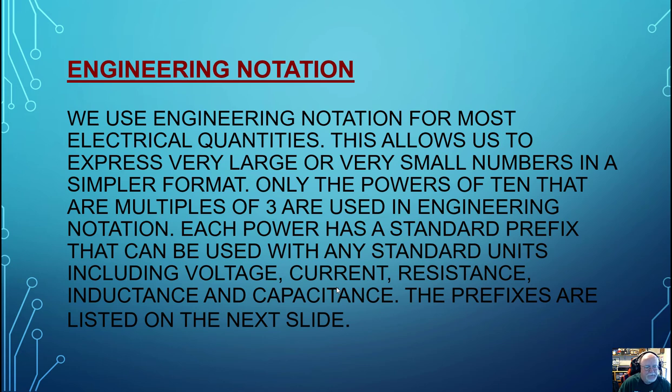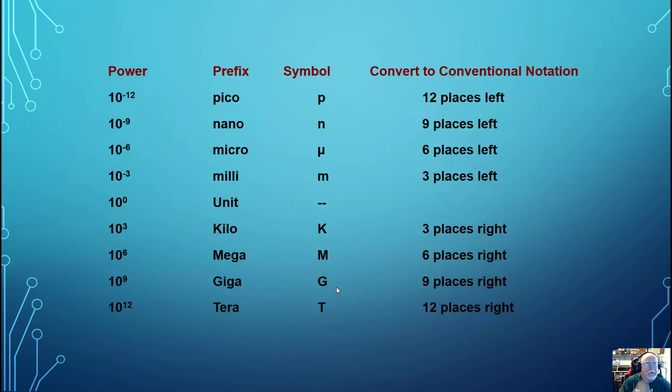The prefixes are listed on the next slide. So let's take a look at them here. We start with the very small numbers and go up to the very big numbers. So we have pico, nano, micro, milli, kilo, mega, giga, and tera. Now there are units if you're doing chemistry and other things like that, between where it says unit here, 10 to the 0 power, and kilo, 10 to the 3rd power, but we don't use those in electronics, so you don't have to worry about those.